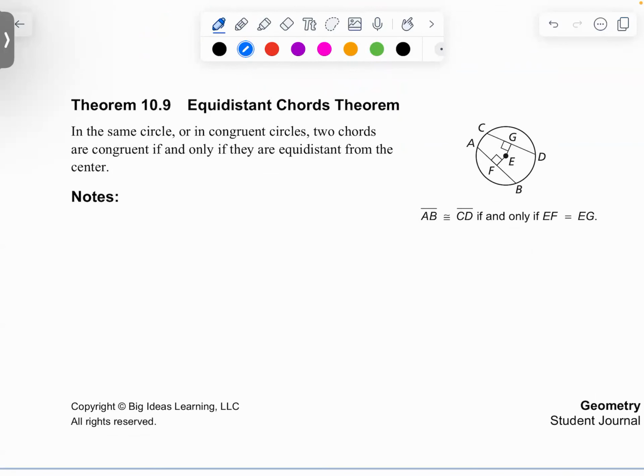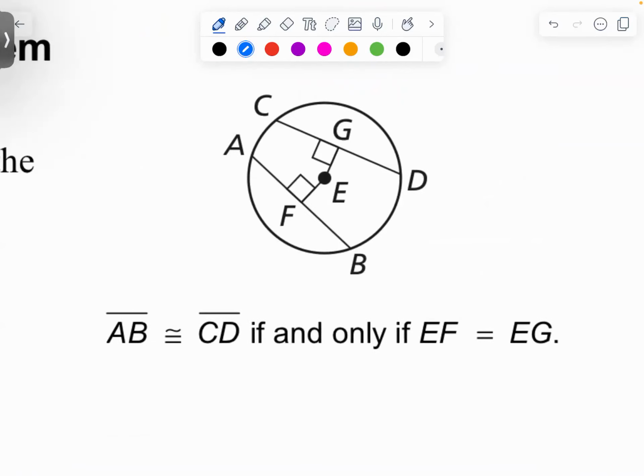If we have chords that are equidistant from the center, then they will be congruent. Okay, so let's talk about what that means in terms of this picture right here. First of all, distance has to be measured with a 90-degree angle. So you notice how we have that happening here.